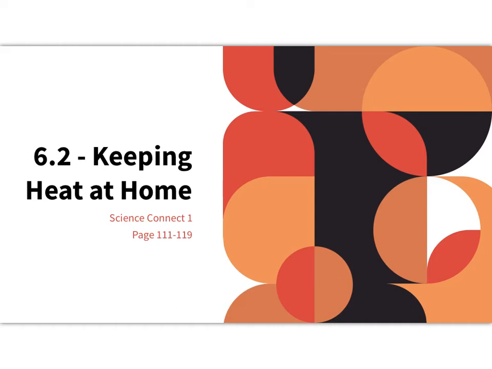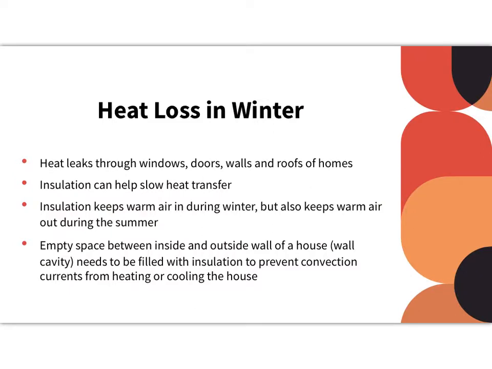6.2, keeping heat at home. So heat leaks through windows, doors, and walls and roofs of homes. So we want to slow that down because we don't want to be continuously pumping warm air into our house if it's just leaking. Therefore, we use insulation to slow the heat transfer.